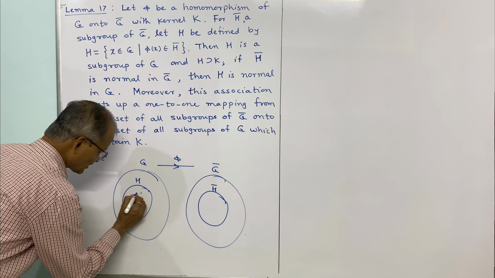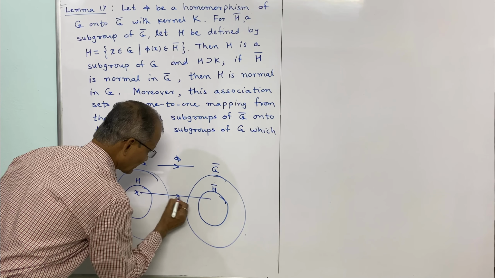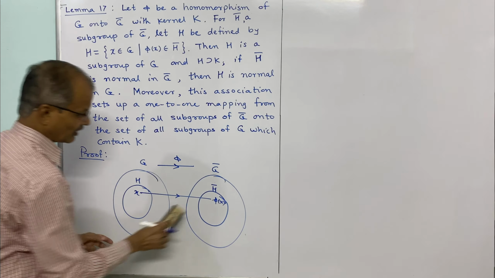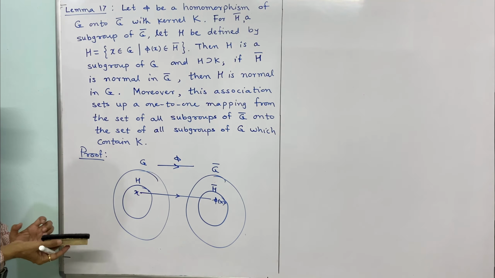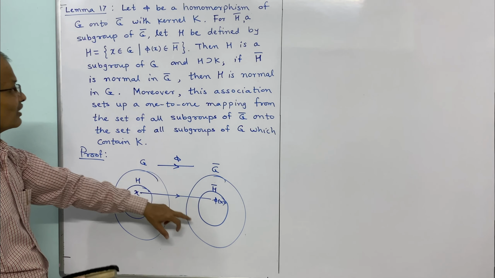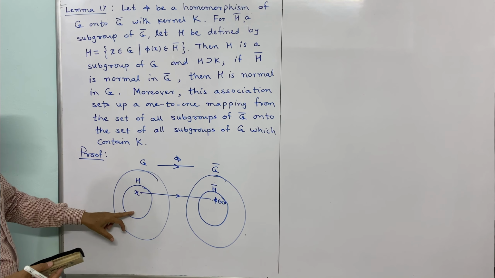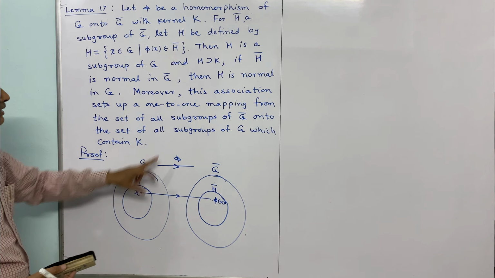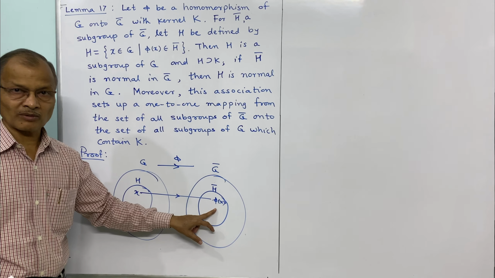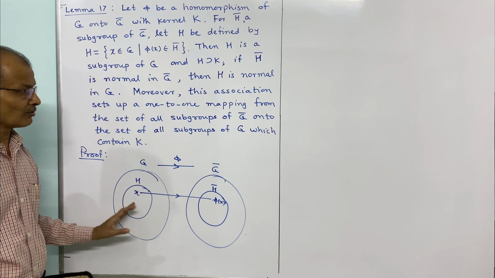And if X is in H, its image is in H bar. So that is by definition we have given. X belongs to G such that phi of X belongs to H bar is the set H. And now we have to prove H is a subgroup of G and that it contains the kernel K. Further, if H bar is normal in G bar, then H is also normal in G. That we have to prove.